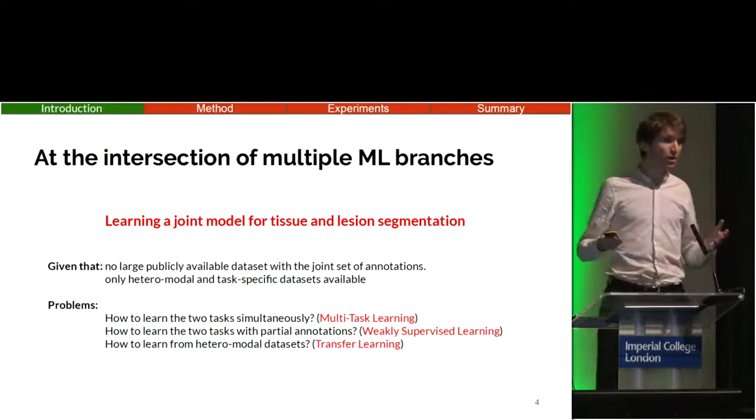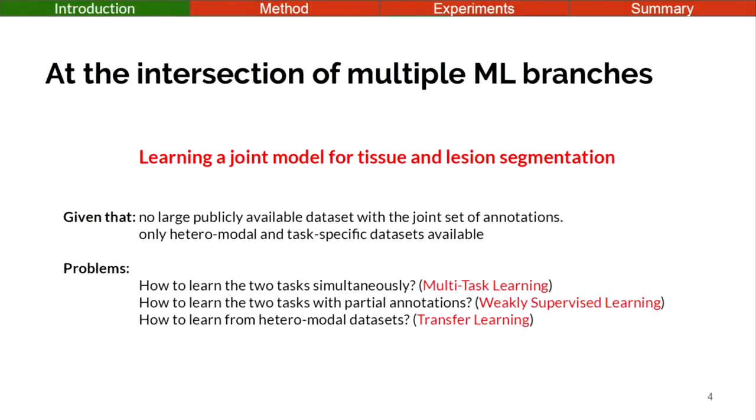Basically, this problem lies at the intersection of multiple branches of machine learning: multitask learning, how to learn two tasks at the same time; weakly supervised learning, how to learn with missing annotations; and transfer learning, domain adaptation, how to learn from hetero-modal datasets, and in particular, how can we learn knowledge from a specific subset of modalities, for instance T1, and transfer this knowledge to when the inputs are T1 and FLAIR.